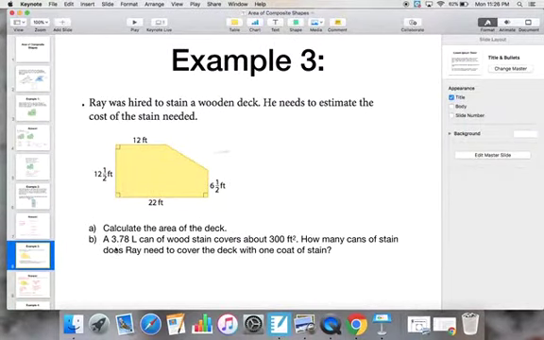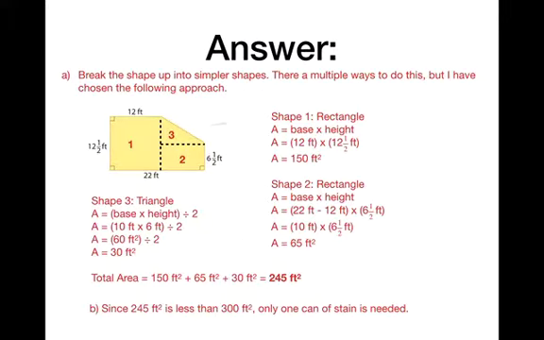So part B of the question is saying that a 3.78 liter can of wood stain covers about 300 square feet. How many cans of stain does Ray need to cover the deck with 1 coat of stain? And no real work is required there for that one because we just need to think about it. 1 can covers 300 square feet. What we have is 245 square feet. That's less than 300, so 1 can is enough. Okay, so again, those answers are there.